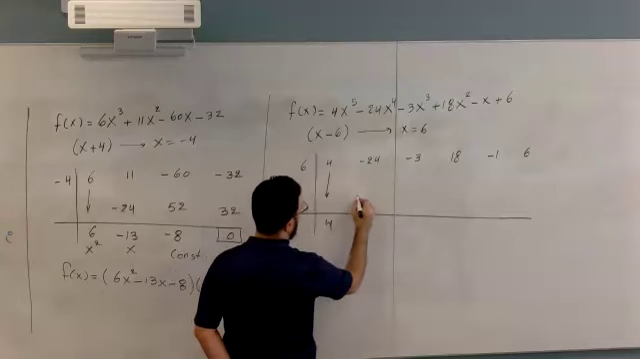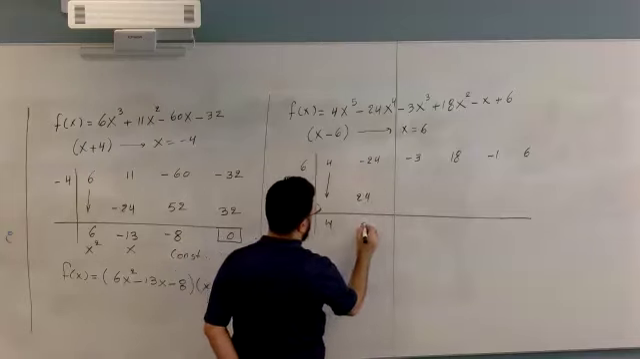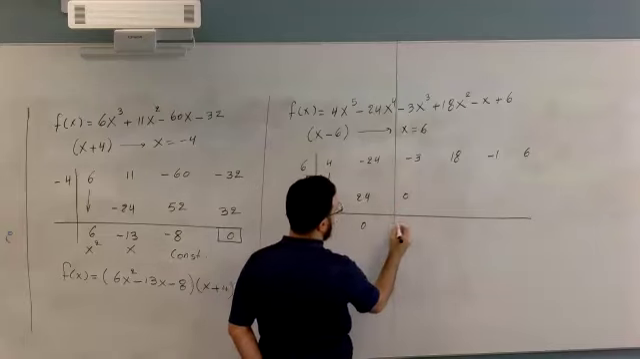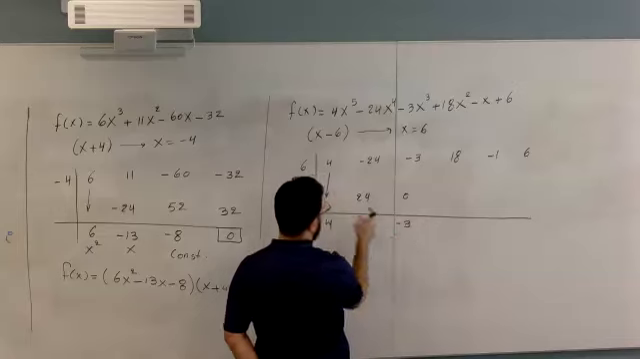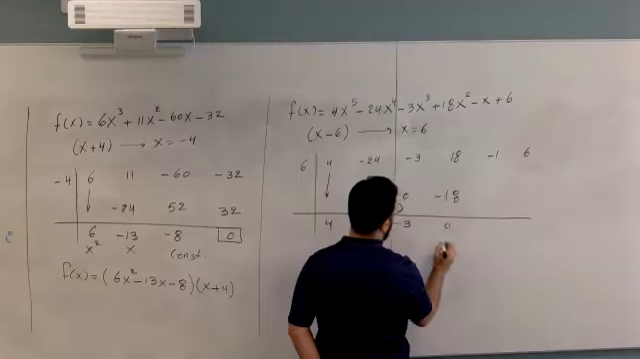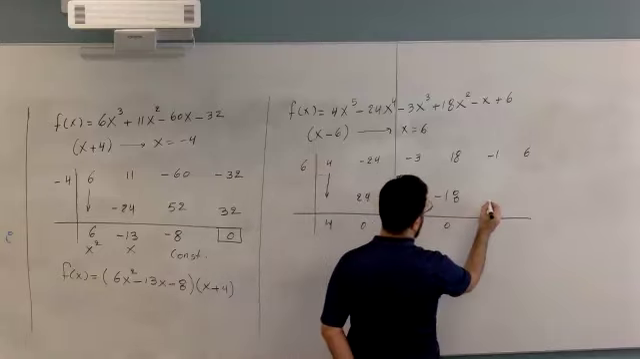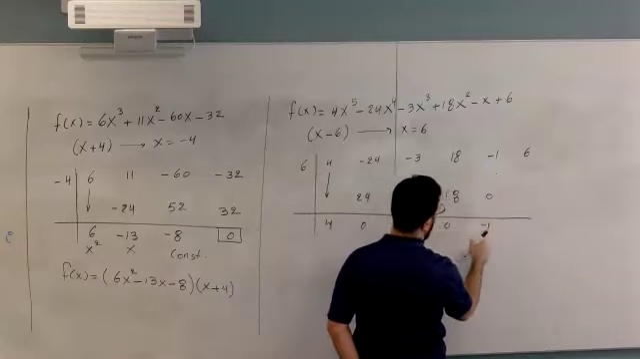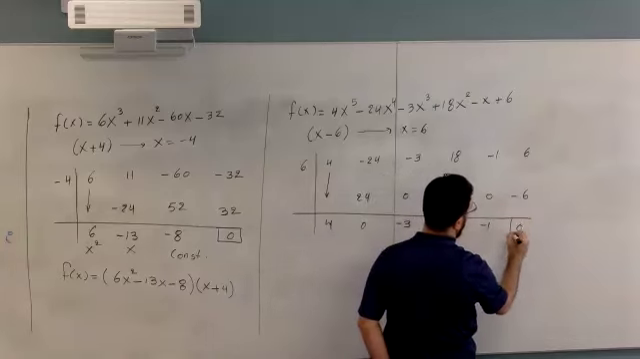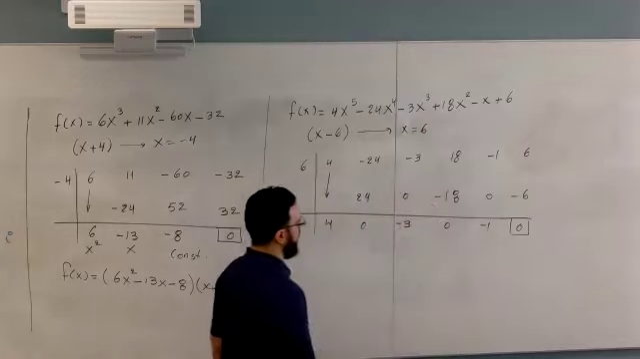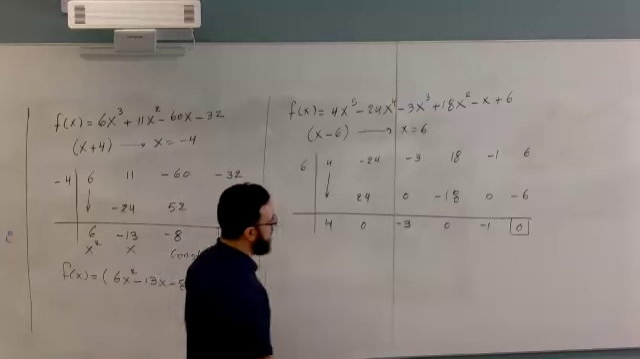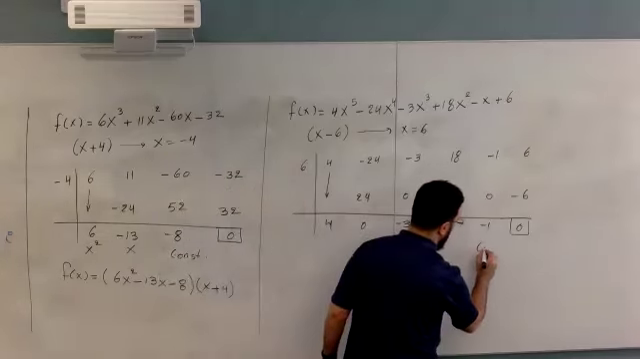6 times 4. Add these together. 6 times 0. Add these together. 6 times -3, 18. Add these together. 6 times 0. Add this one. 1. 6 times -1, 6. You already factor the polynomial. Now let's check. This is constant.